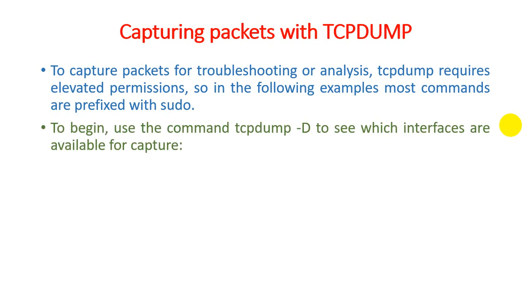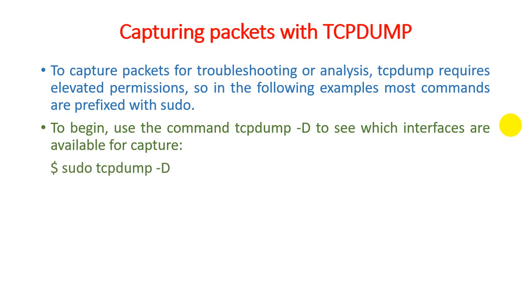To begin, I use the command tcpdump -D to see which interfaces are available for capturing, because there are lots of options available with respect to capturing packets, like detailed information, short information, information regarding time, information regarding a path, information regarding source to destination, and information regarding security against the packets. So all the information is available with the help of tcpdump -D.